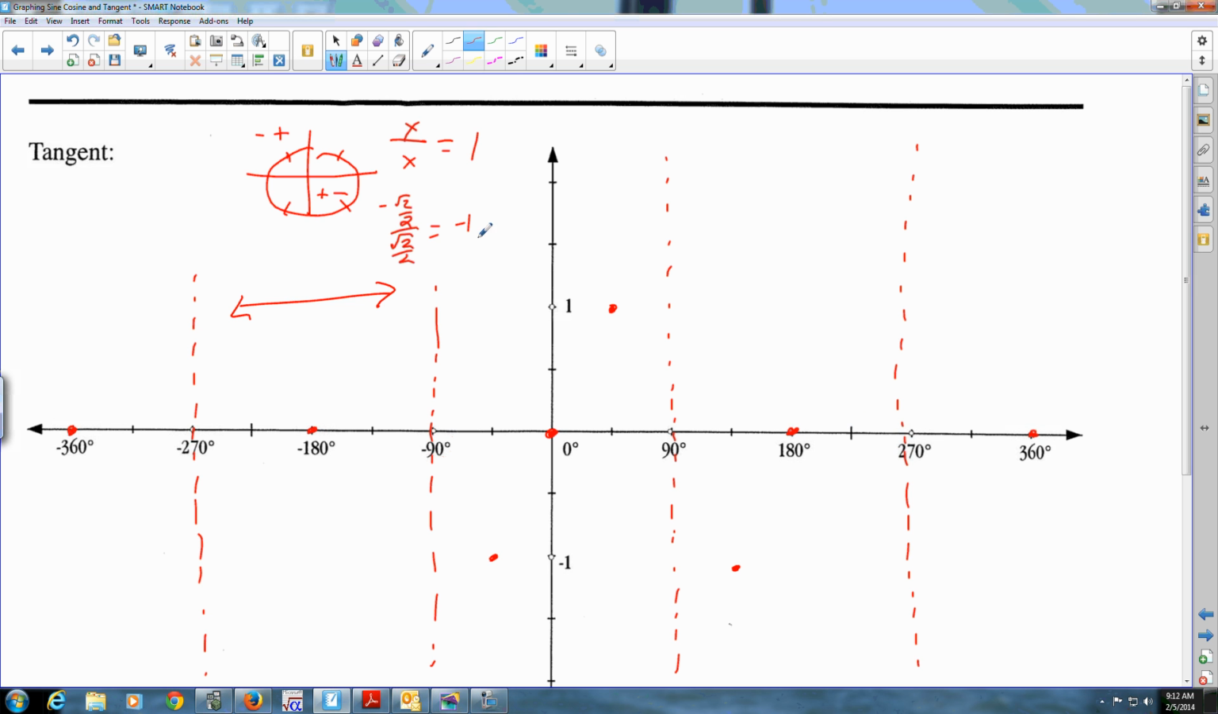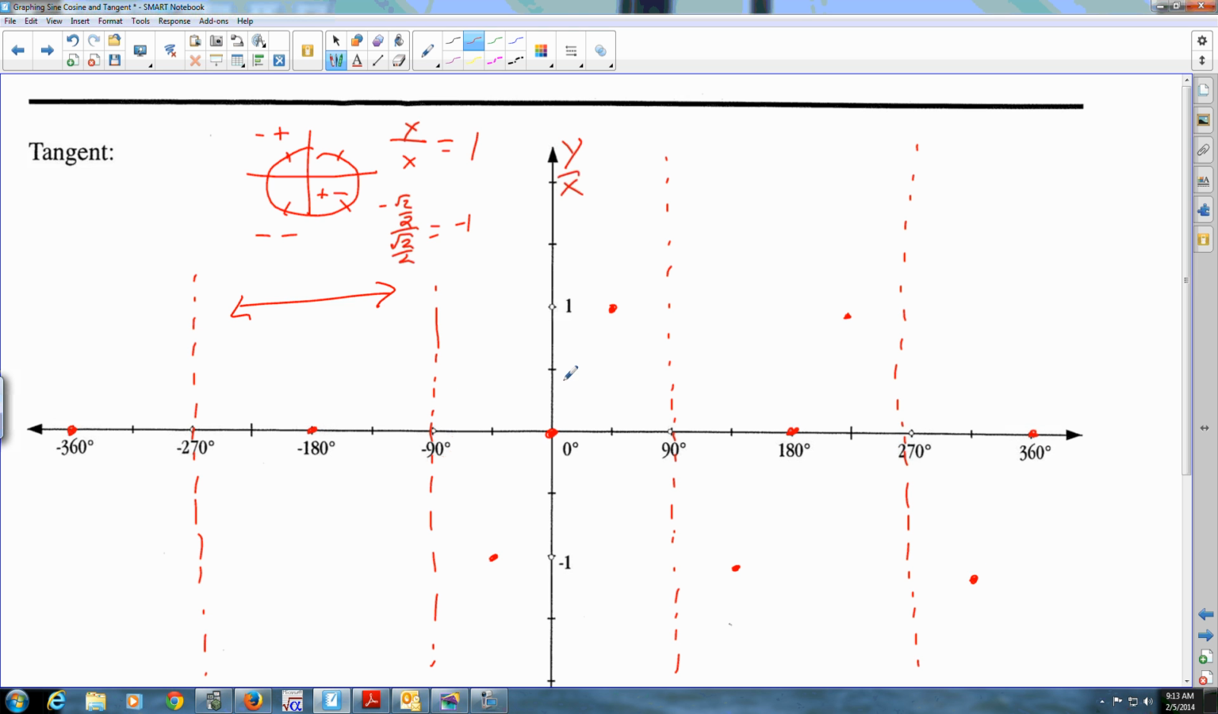At 225, right here, they're exactly the same numbers. They're both negative. So this ratio, this axis is y over x, is 1. At 315, so right here, sorry for that mark, 315. At 315, it goes plus minus, so the minus is going to be on top, so it's going to be a negative 1.